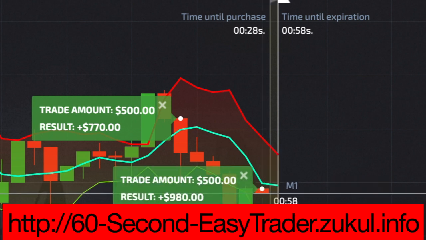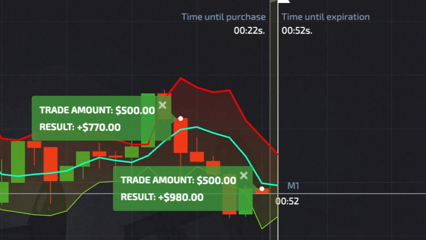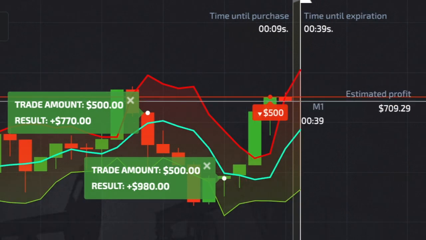Okay, so there you go. There's another trade, $480 profit that time. Got back $980. So let's see if we can get another trade in. I'll maybe pause this video until I get the signal. And here we are. We got a signal.